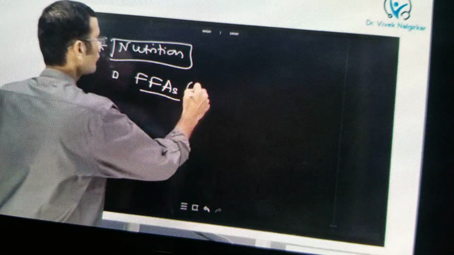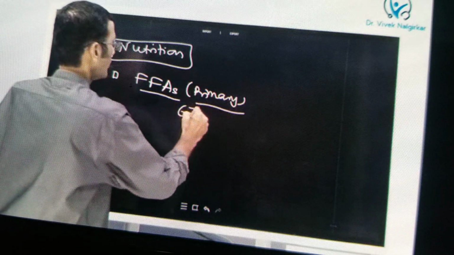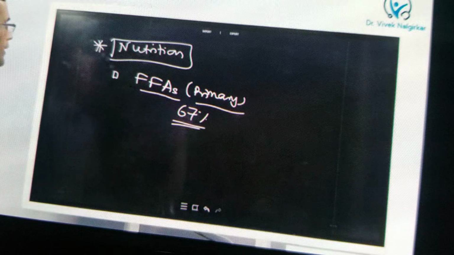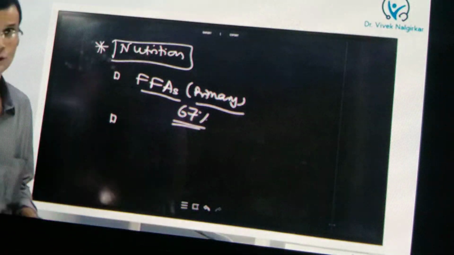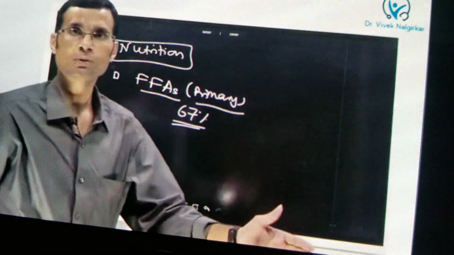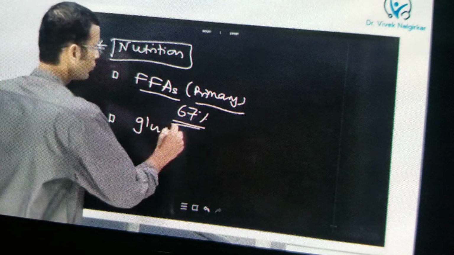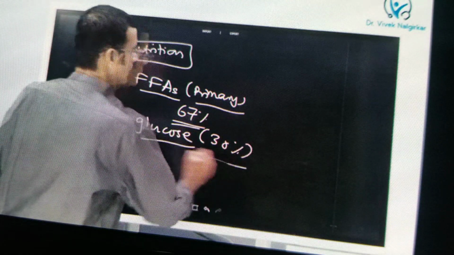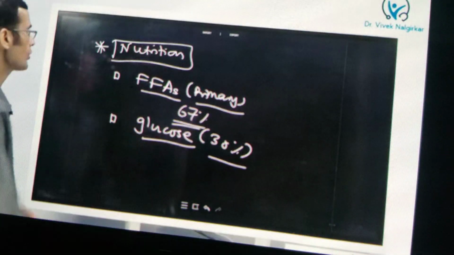Its primary source of energy is free fatty acids. 67% of the total energy is produced by free fatty acids. Most other tissues of the body use carbohydrate sources. Heart is an exception. Glucose is used by the heart. Some 30% energy will be derived from glucose. So that's a unique feature of the heart and coronary circulation.